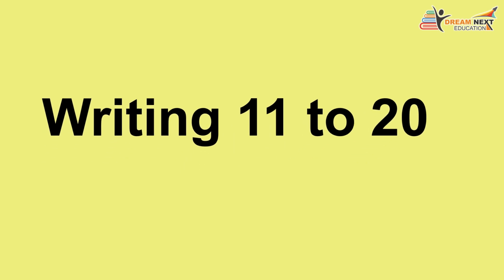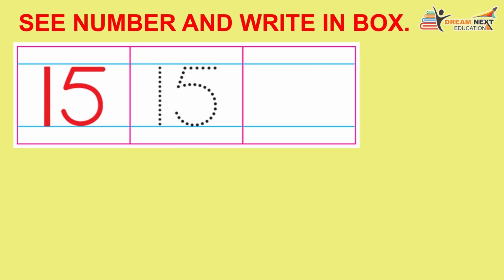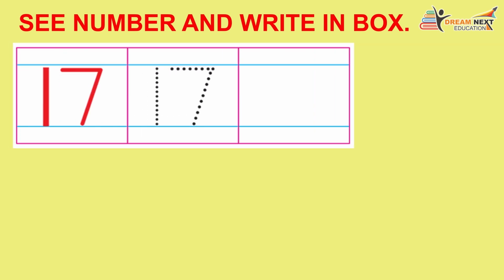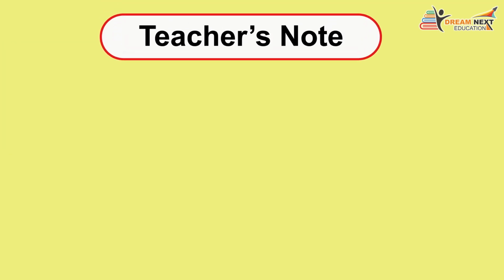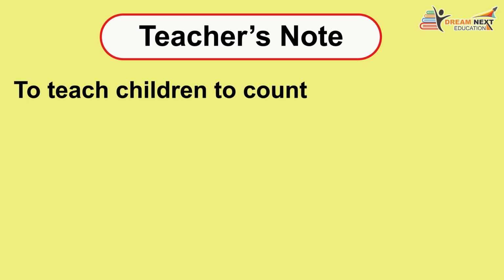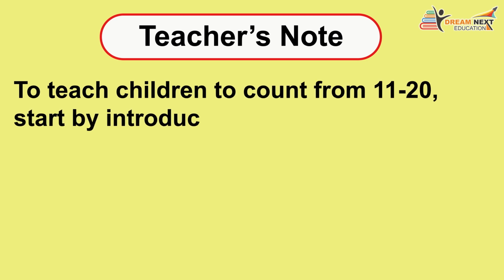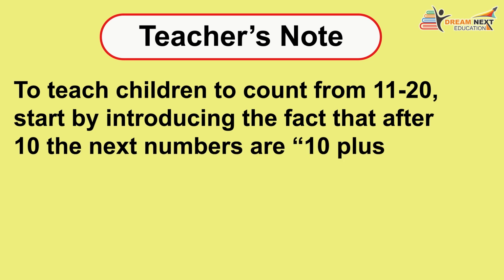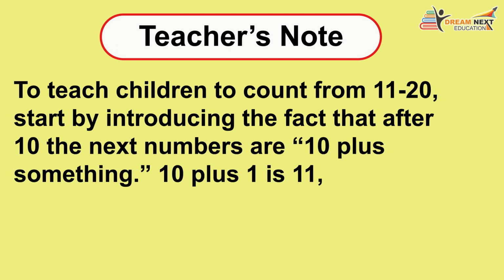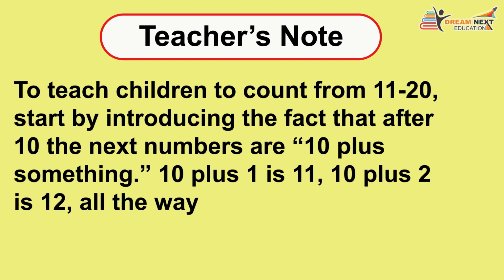Chapter 7. Writing 11 to 20. See number and write in box. 11, 12, 13, 14, 15, 16, 17, 18, 19, 20. Teacher's note. To teach children to count from 11 to 20, start by introducing the fact that after 10 the next numbers are 10 plus something. 10 plus 1 is 11. 10 plus 2 is 12. All the way through 19.